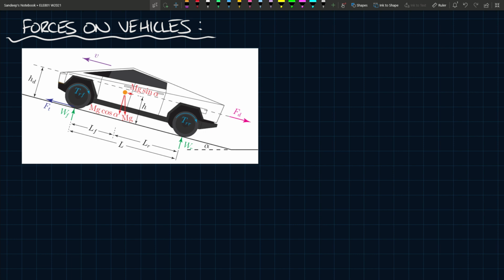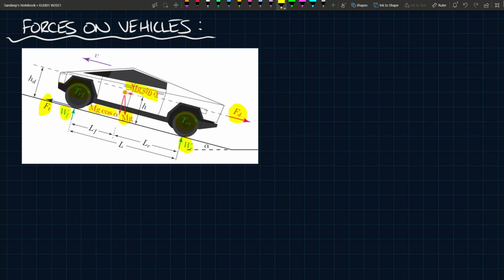So here we have a generic situation where there's a vehicle and it seems to be going up some incline given by some angle alpha, let's say, and there are a bunch of forces acting on it, as you would expect, and we've labeled them here, but we'll define them shortly. So you have FD, for example, you have mg sine alpha, you have mg, of course, you have mg cos alpha, you have Ft, you have this WF here, and this WR. There's some torque on these parts here, the TR, the TRR and the TRF, and so on.